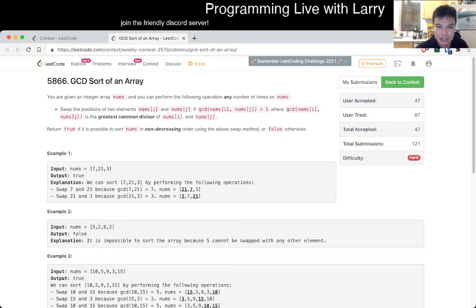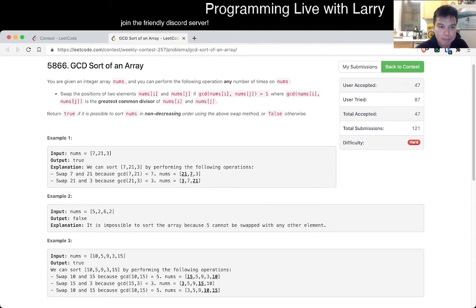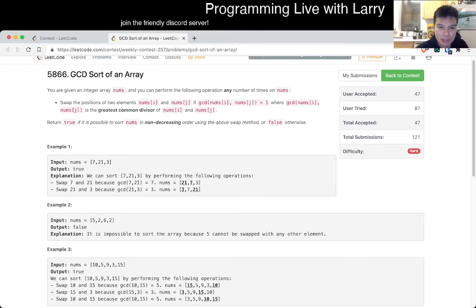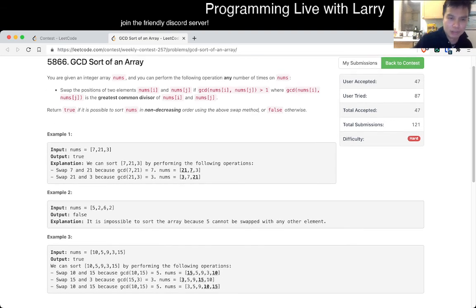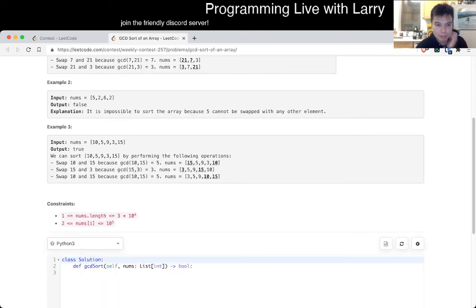Okay, let's actually do this one. Any number of times, swap i and j if they are, whatchamacallit, if they're mutually something. I'm finding out the numbers right now. Return true if it's possible to sort the numbers in non-decreasing order. Okay, so basically this is going to be some sort of union find, perhaps, and this kind of thing.